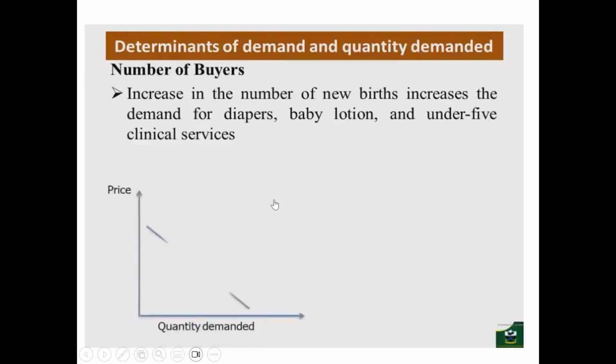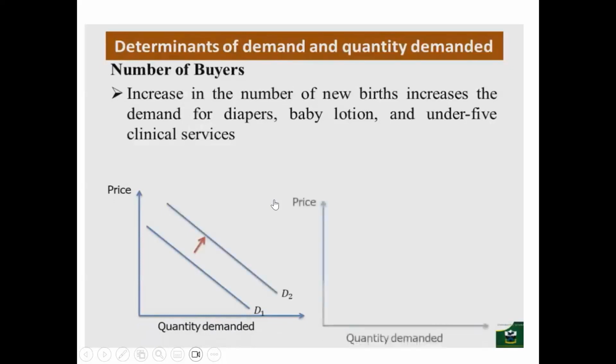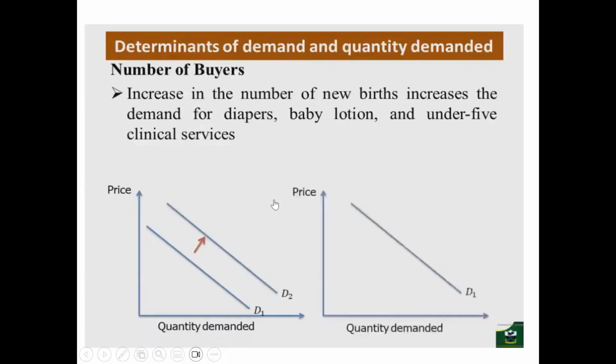Graphically, with our initial demand curve D1, if we have an increase in the number of buyers, the demand for a product increases, and therefore the demand curve shifts out and to the right. And for a decrease in the number of buyers, with our demand curve D1, the demand curve will shift down and to the left.